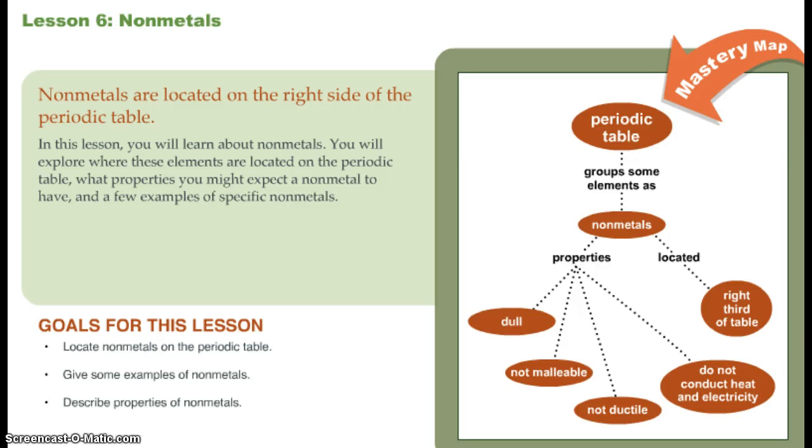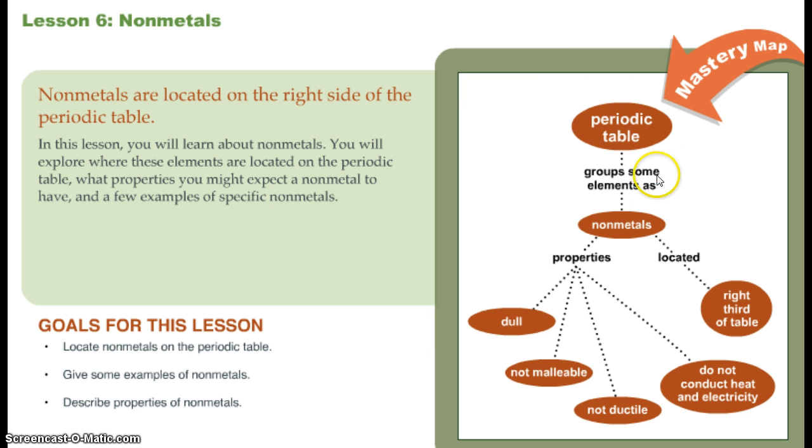Nonmetals are located on the right side of the periodic table. In this lesson, you will learn about nonmetals. You will explore where these elements are located on the periodic table, what properties you might expect a nonmetal to have, and a few examples of specific nonmetals. Goals for this lesson: locate nonmetals on the periodic table, give some examples of nonmetals, describe properties of nonmetals.